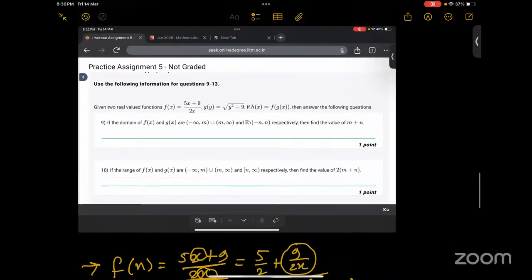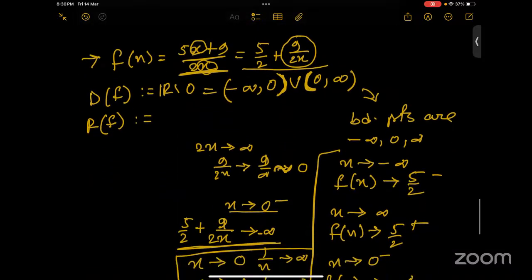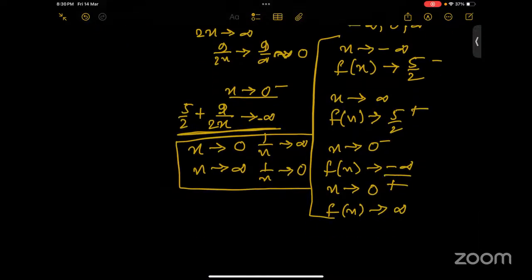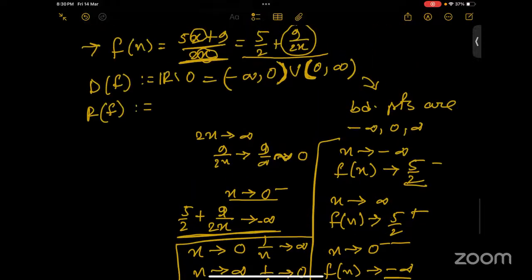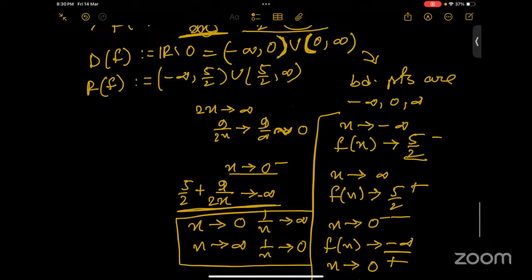So now we have two ranges: minus infinity to 5 by 2, and 5 by 2 to infinity. So our range becomes minus infinity to 5 by 2 union 5 by 2 to infinity. But is 5 by 2 included? How do we decide that? When x is tending to infinity, then f(x) is tending to 5 by 2. That means exactly at infinity it can be 5 by 2, but exactly infinity doesn't exist in the real line. Correct, ma'am.